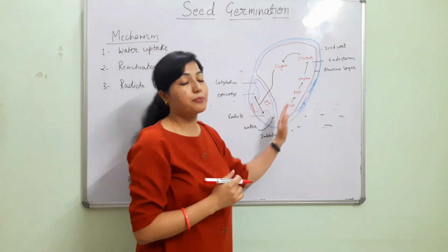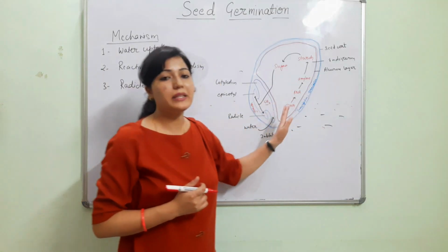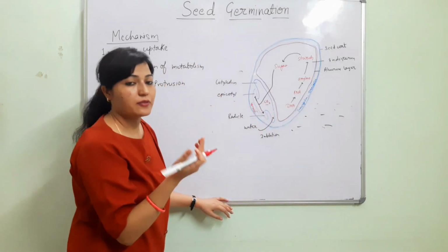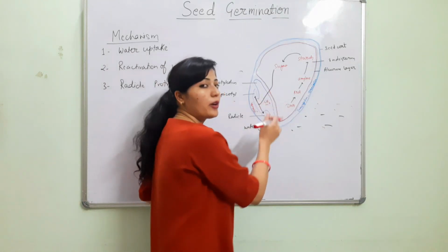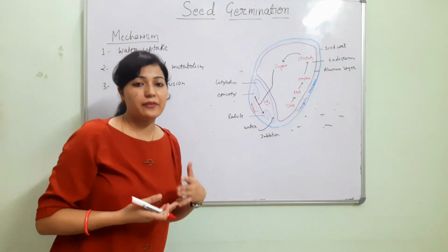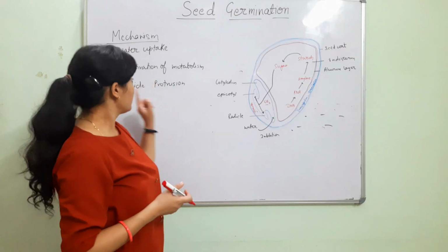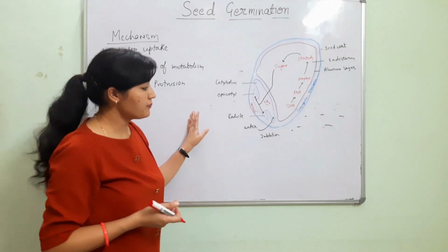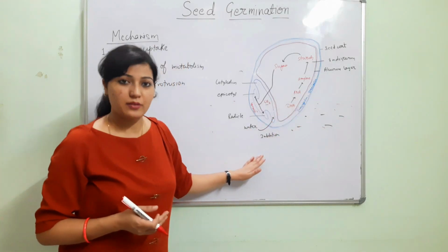Okay, and in the process of metabolism, they obtain energy by aerobic respiration. Then an anabolic process takes place for the regeneration of the cells, and the formation of plumule and radicle takes place. Further, due to mitotic division, the enlargement of cells takes place, and then the third phase, radicle protrusion, takes place. Okay, so this is the entire mechanism of seed germination.